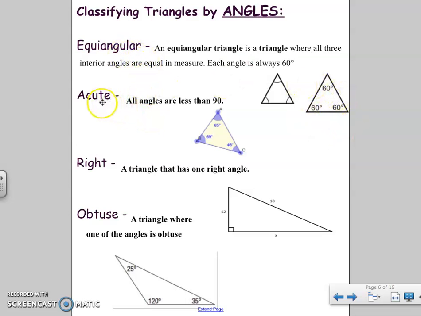Okay, so that leads us to acute, meaning all angles are less than 90 degrees. And then a right triangle would obviously be a triangle that has one right angle. And then an obtuse triangle is where one of the angles is obtuse. Okay, so you can't have all of them. You just need one angle to be obtuse. Okay, so there's the four ways you can name something by their angle.